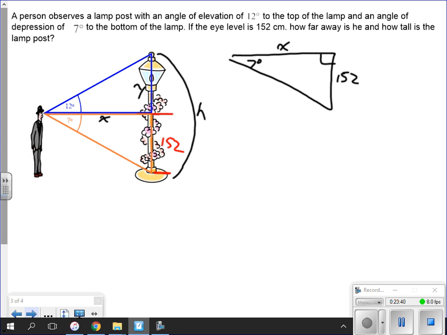I find it easy to break things down into parts. Instead of looking at the whole picture, now you want to have the big picture in mind the whole time. But when you're working the problem, break it down into parts. I have this smaller triangle. I can find the distance, how far away he is, by just using that smaller triangle. Okay, once again, this is a tangent. You will find yourself using the tangent an awful lot in these types of problems.